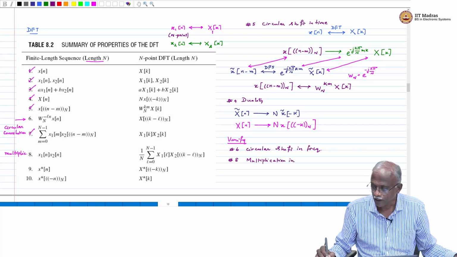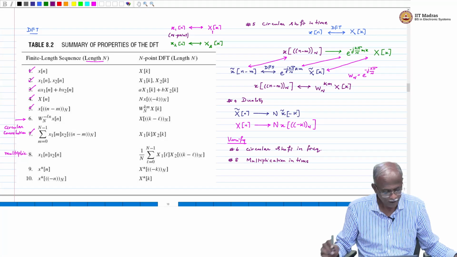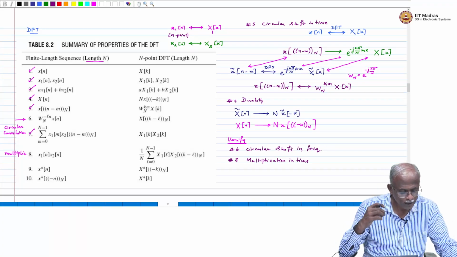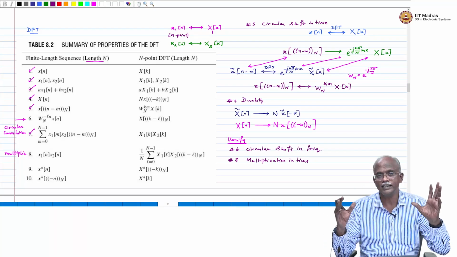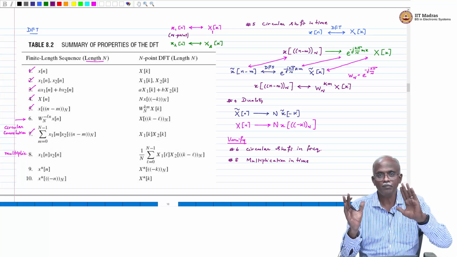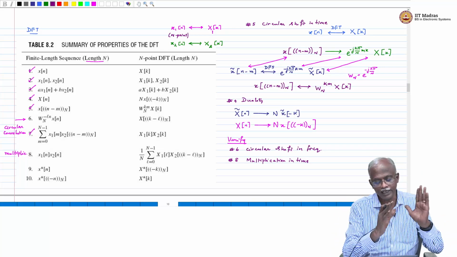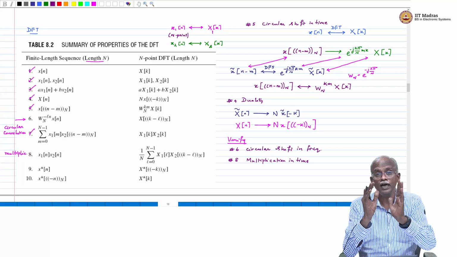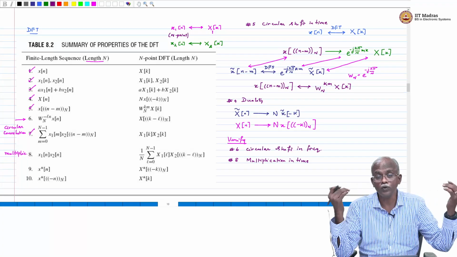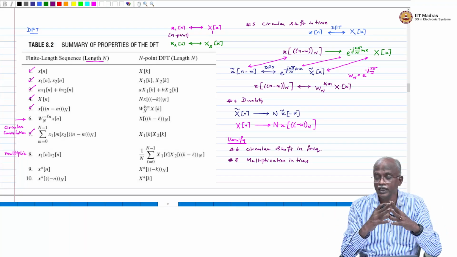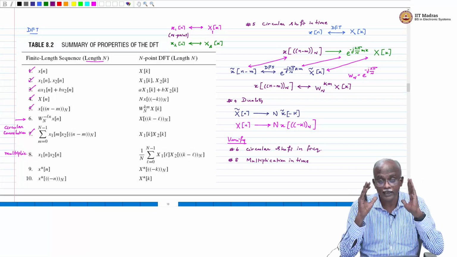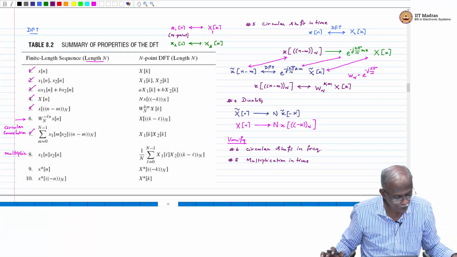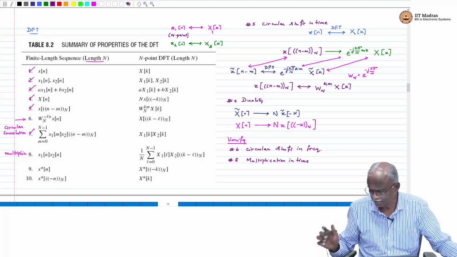Multiplication in time. So with this, I'm confident that you will be able to understand and look at the DFT. Always remember the corresponding relationship to the DFS, and anytime you have an index that is going outside the range 0 to n minus 1, you will have to interpret it correctly with a proper modulo representation.